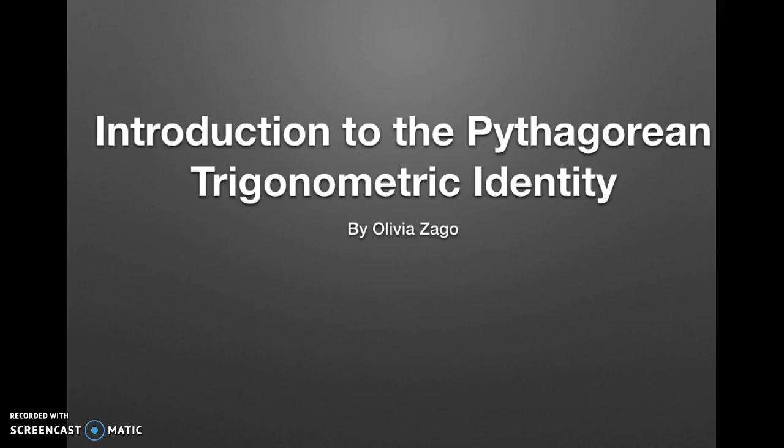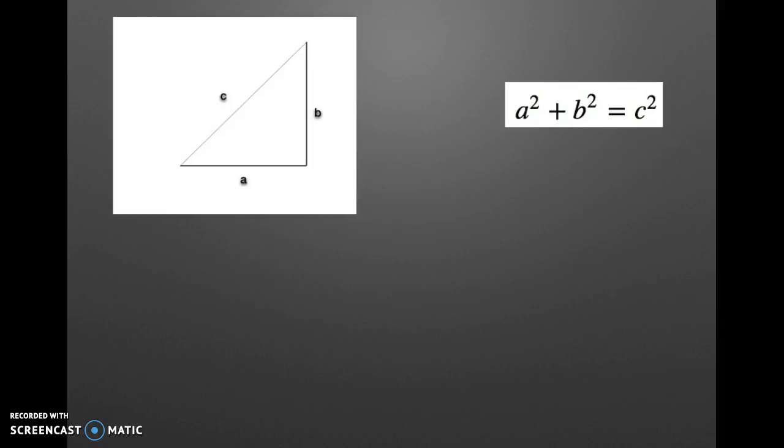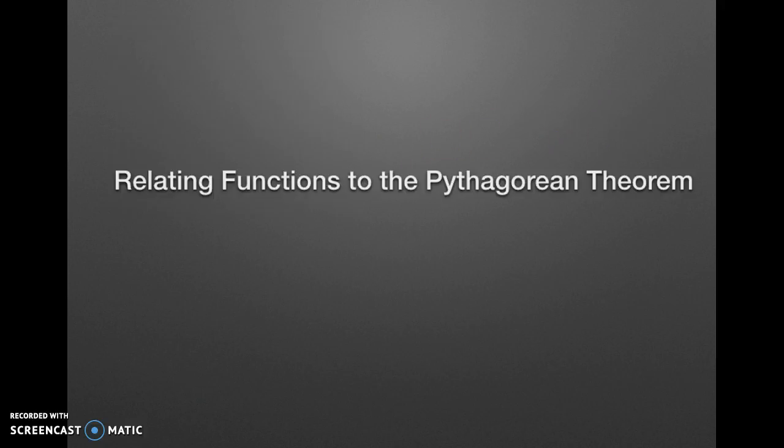Introduction to the Pythagorean trigonometric identity. In the figure, you can see a right triangle with the base, length A, the height B, and the length of the hypotenuse C. From the Pythagorean theorem, we know that A squared plus B squared equals C squared. In this lesson, we will learn how to relate trigonometric functions to the Pythagorean theorem.